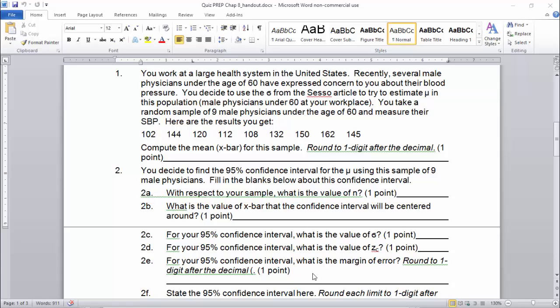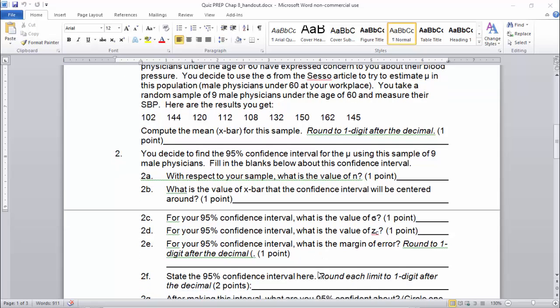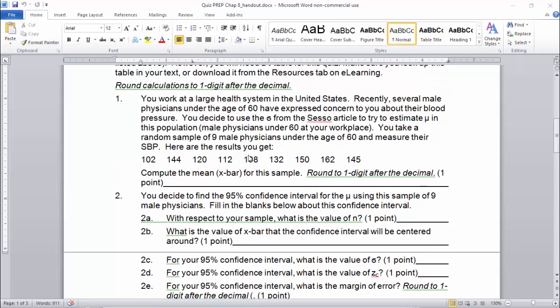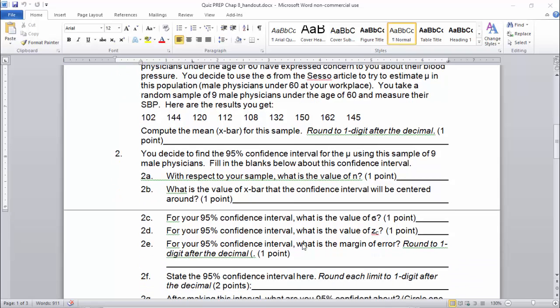This is kind of, I admit, a Mickey Mouse question, because this is kind of a flashback to chapter 3. I'm telling you to compute the mean, or the X bar, for the sample. So what are you going to do? You're going to add all these numbers up, and you're going to divide by 9, okay? Because you just want to make an X bar. So that's going to be your sample mean.